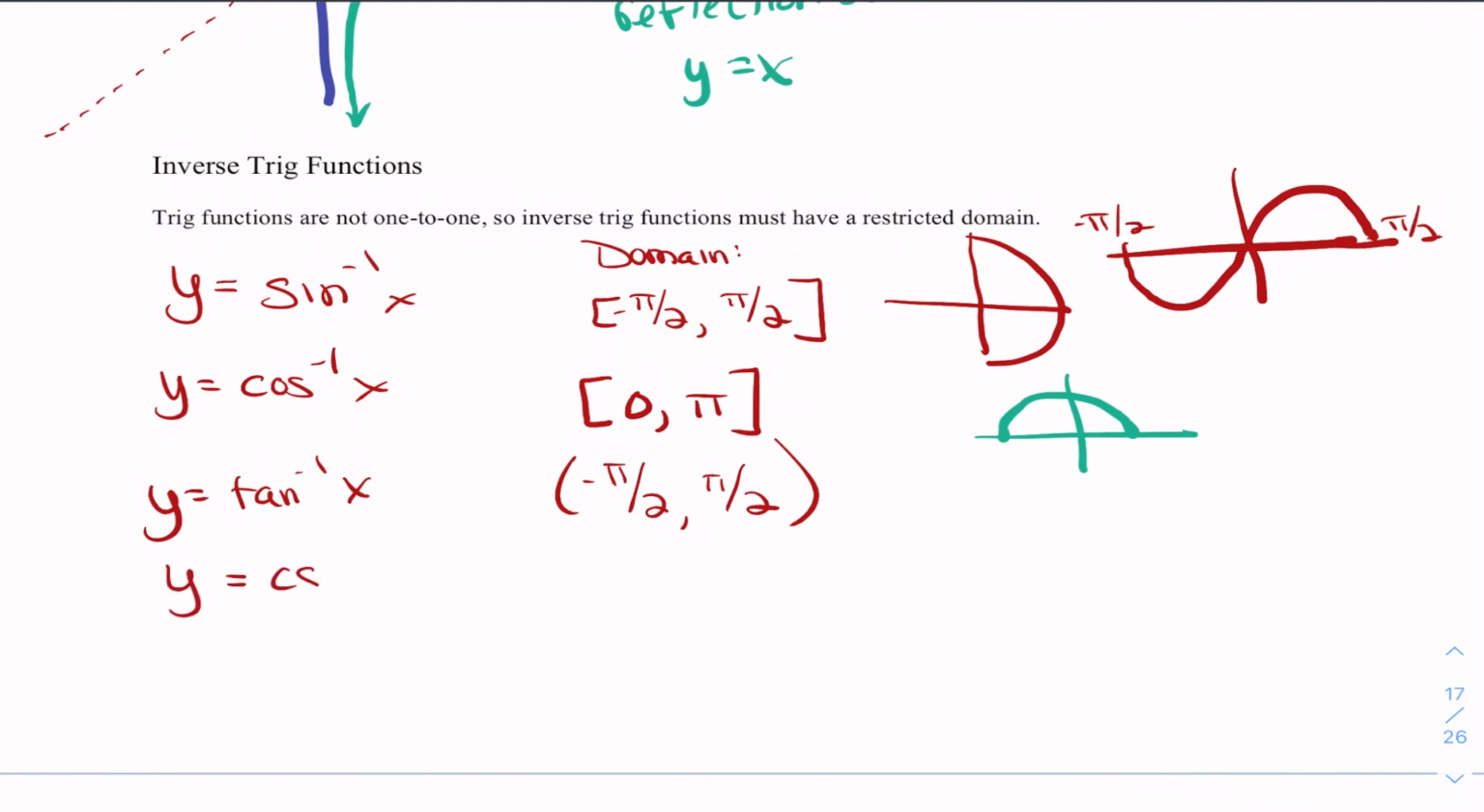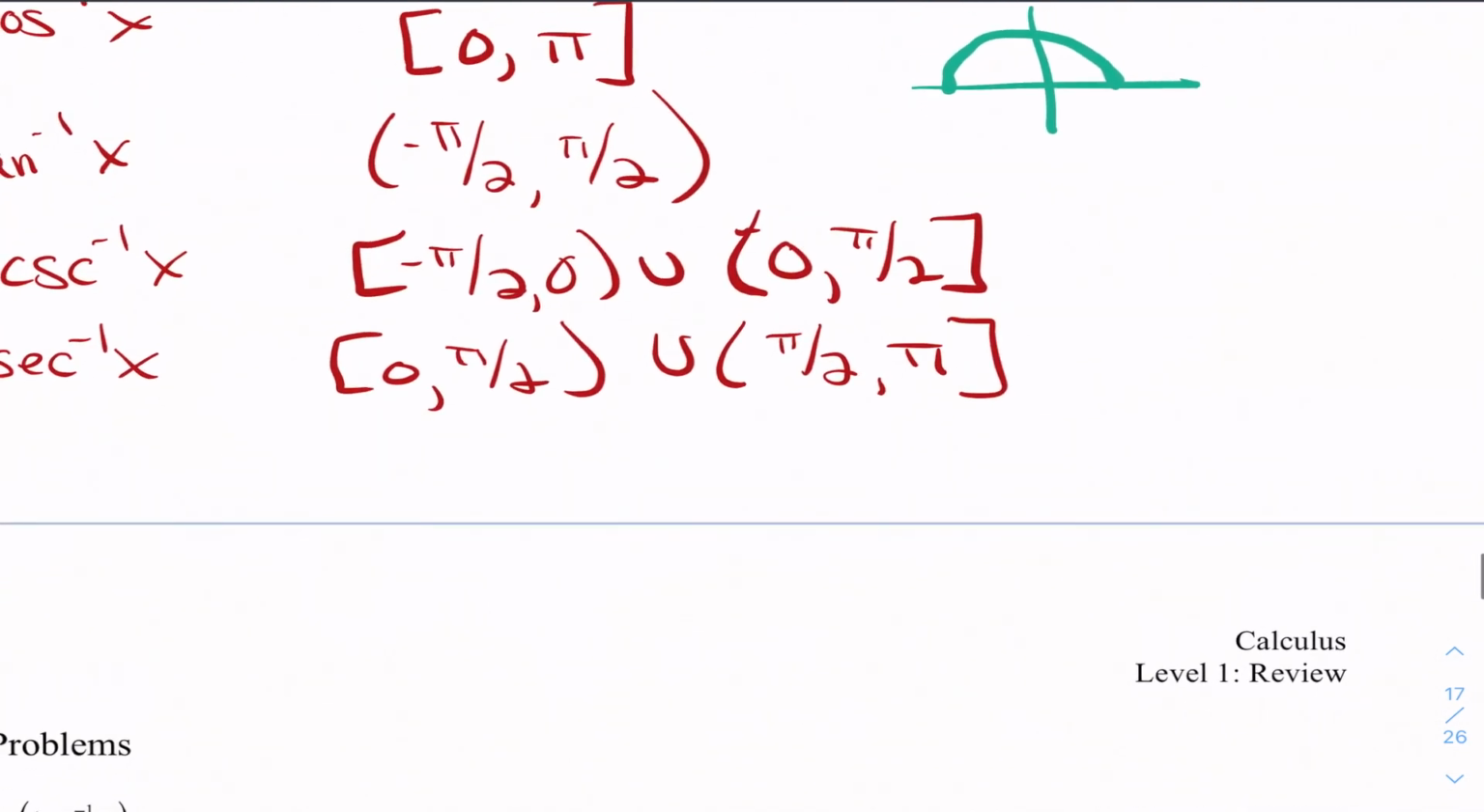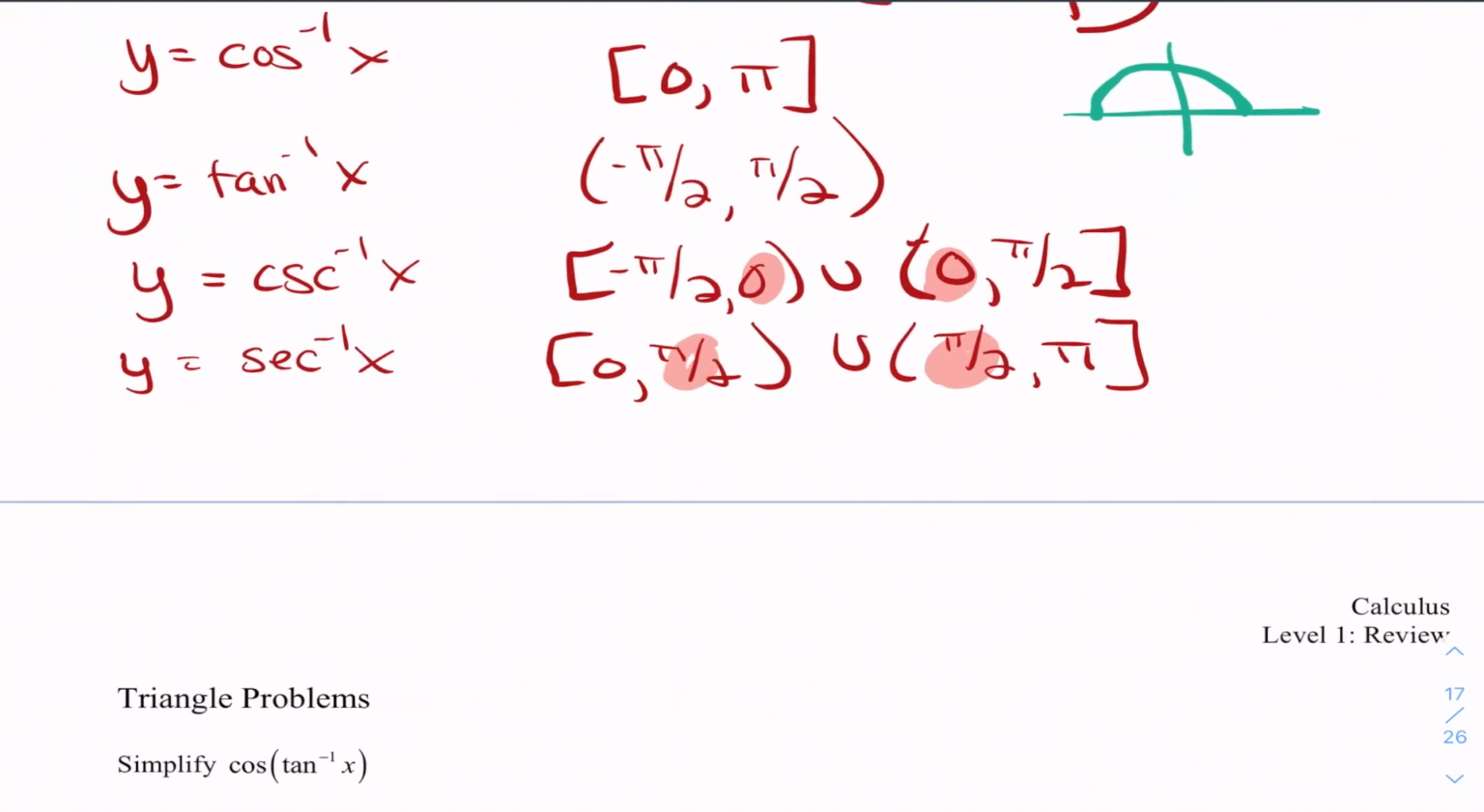For inverse cosecant, which is the reciprocal of inverse sine, it's negative pi over 2 to 0, union, parentheses, 0, comma, pi over 2, bracket. For inverse secant, it is 0 to pi over 2, parentheses, union, parentheses, pi over 2 to pi, bracket. Now notice, if these are reciprocal functions, and we're looking at 0 or pi over 2, if I plug pi over 2 into cosine, you get 0. And 1 over 0 is undefined. That's why we're not including it.